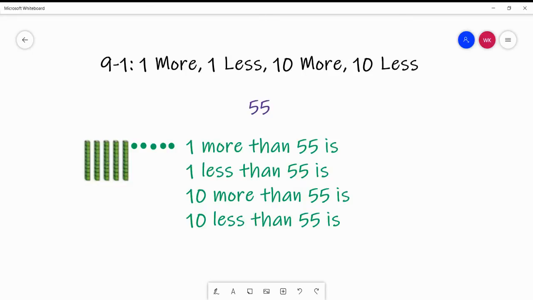Hello, we are going over lesson 9-1. This is introducing chapter 9. So this is 9-1, 1 more, 1 less, 10 more, 10 less.